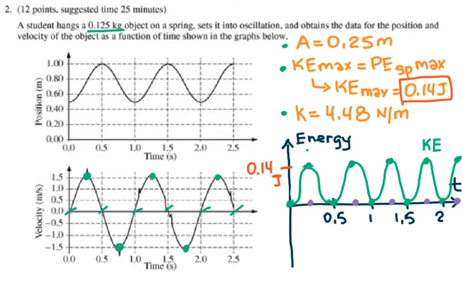Now I have to figure out where my potential energy is going to start. And I see that when I had 0 kinetic energy, I will have maximum potential energy, and then it goes to 0. When I have 0 kinetic energy, I have maximum potential energy. When I have maximum kinetic energy, I have 0 potential energy. And again, 0 kinetic energy means maximum potential energy, and it repeats. So my purple graph is going to be the potential energy graph. And again, your maximum is still 0.14.